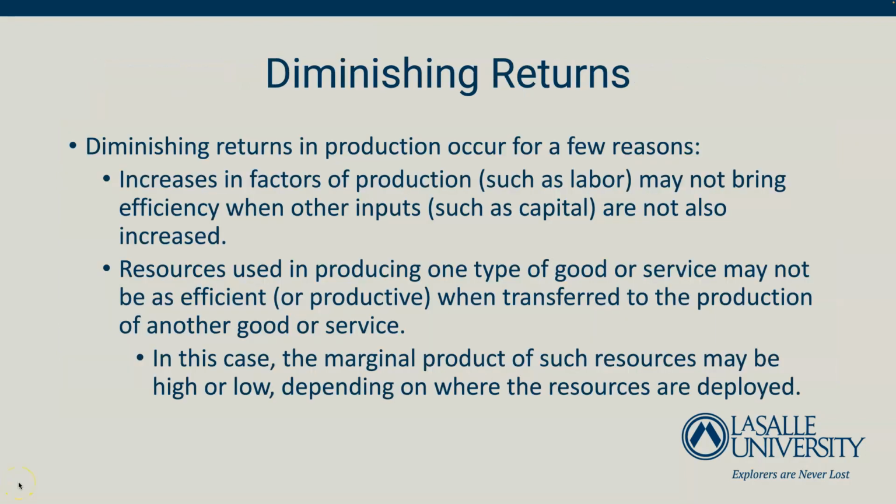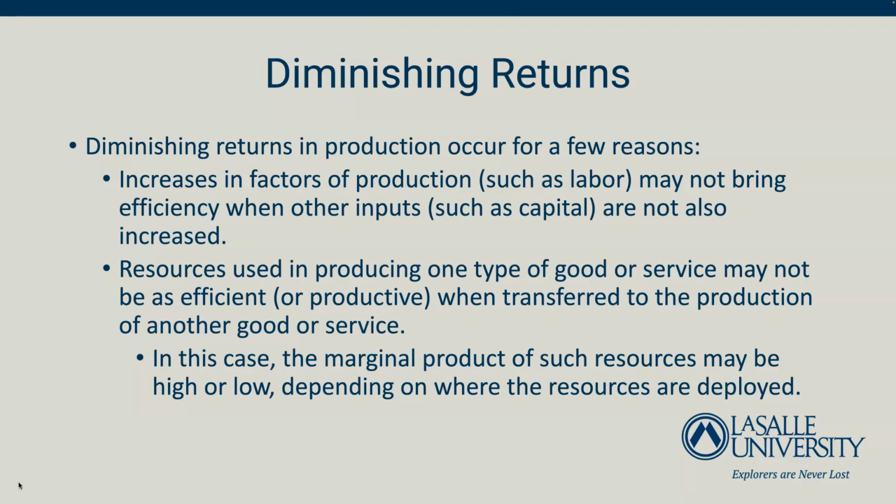Now, why might this occur in different healthcare settings? Diminishing returns in production occur for a few reasons. One is that increases in factors of production, such as labor, may not bring efficiency when other inputs, such as capital, are also not increased. If you only have a few rooms in which to see patients, for instance, hiring additional physicians or physician assistants will not allow for an increase in the number of patients to be seen because of that fundamental capacity constraint.